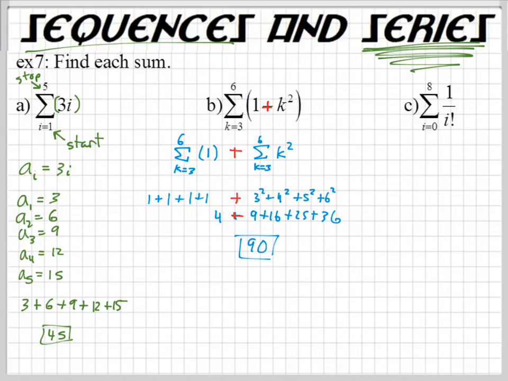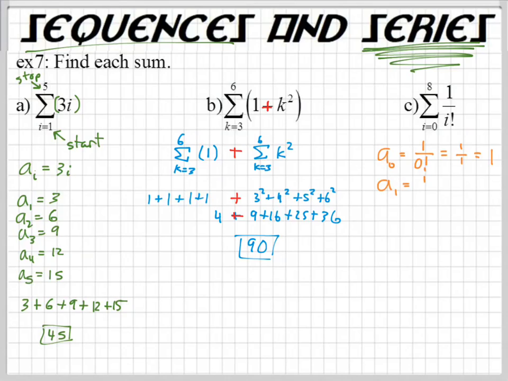How many terms is this one going to have? 8. Not 8, because you got to count the 0. It has 9 terms. What is a sub 0 for this one? It's going to be 1 over 0 factorial. What is 0 factorial? It's not 0. It's 1. I know, it's kind of weird. 0 factorial is 1 because the identity in the multiplicative universe is 1. But you don't need to worry about that. You just need to know that 0 factorial is 1.